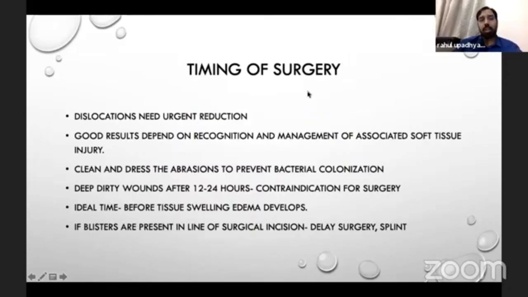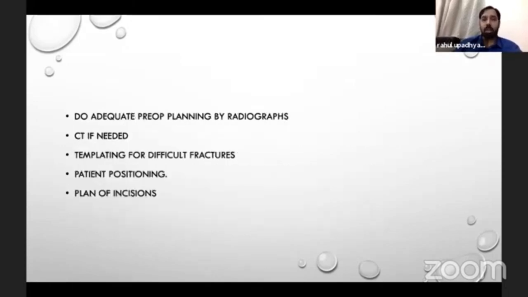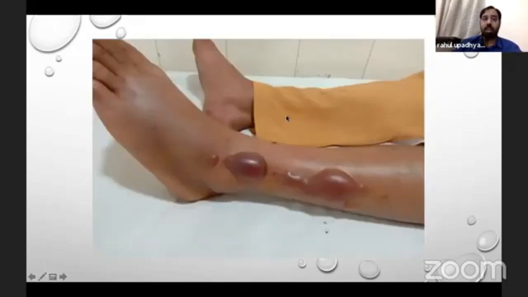Timing of surgery: dislocations are to be reduced urgently. Otherwise, look at the soft tissue. Consider all other implications like clean wounds, and whether abrasions are there or not. Make sure there are no risk factors for a risky surgery. Adequate pre-op planning, CT scan if needed, and template all the fractures.